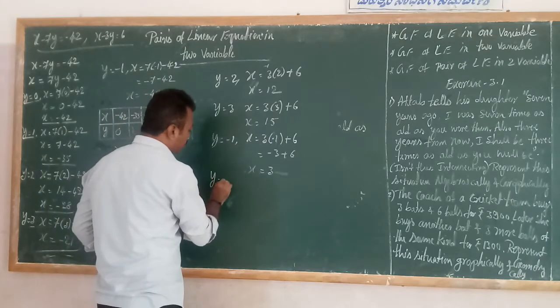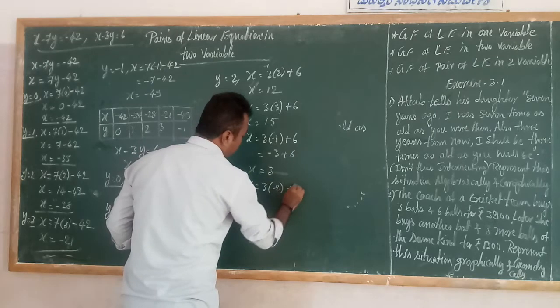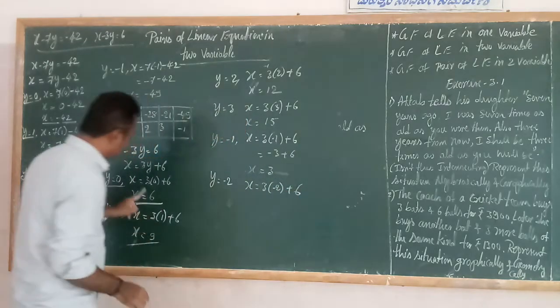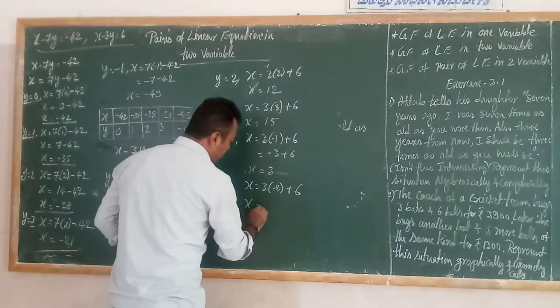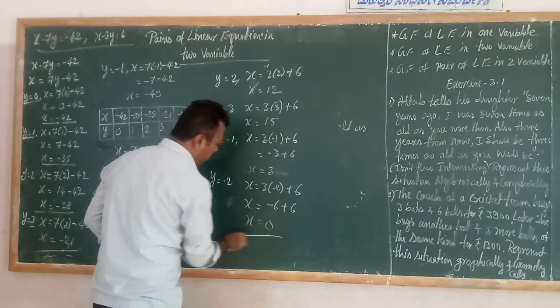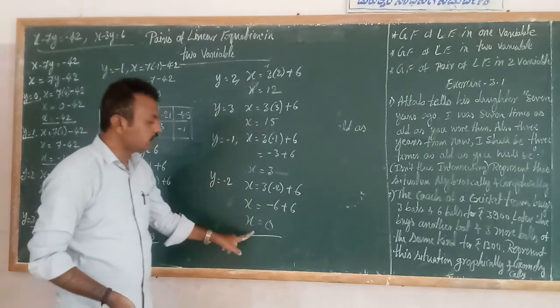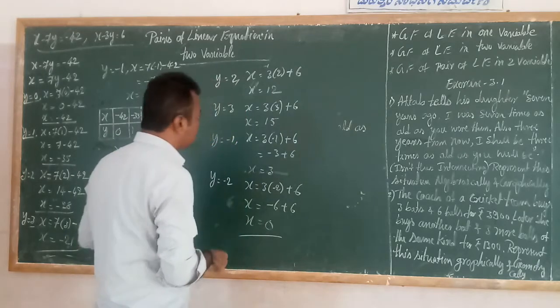y is equal to minus 2. What is the x value? x is equal to 3 into minus 2 plus 6. See, 3 into y is minus 2 plus 6. So what is the x value? x is equal to minus 6 and plus 6. It becomes 0. x is equal to 0. When y is equal to minus 2, x is equal to 0. So now we have to draw the tables.